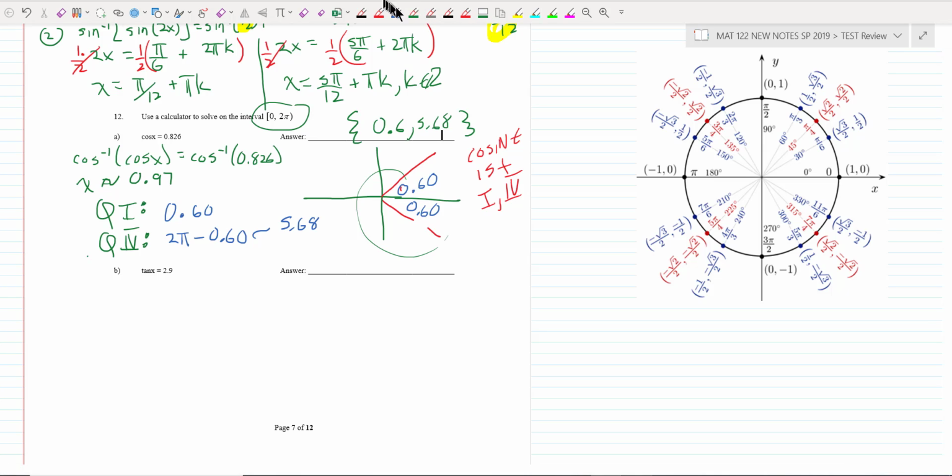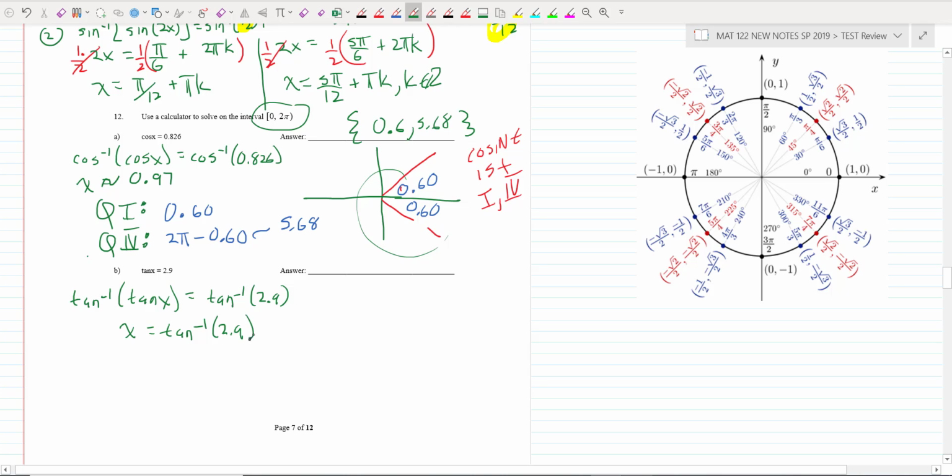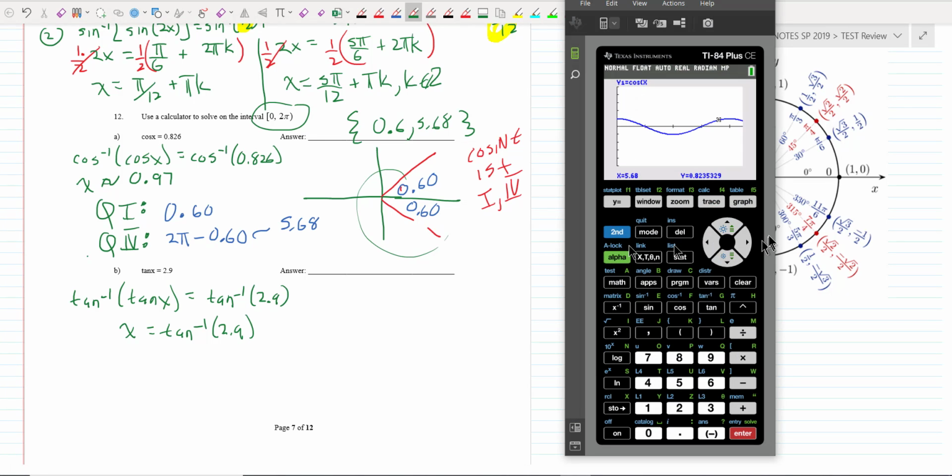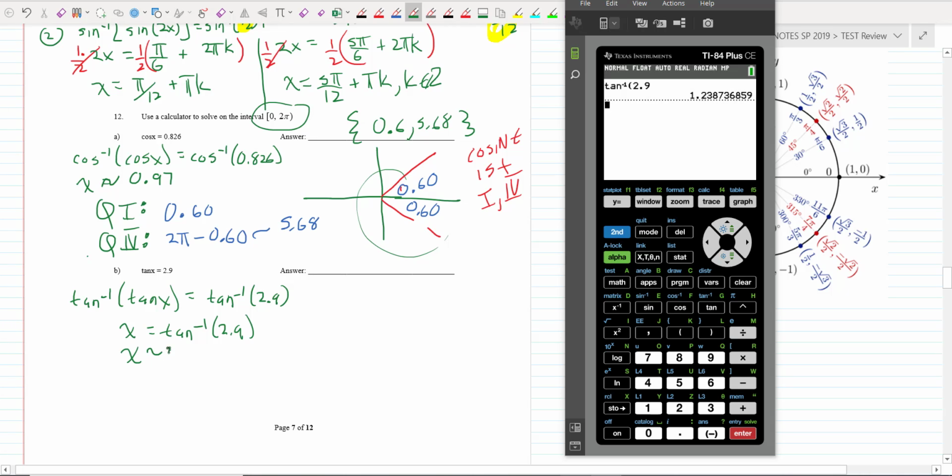Okay, so I'll go ahead and do this last problem. I'll do this the same way with the calculator. So I'll do the inverse tangent of both sides of the equation. You don't really have to show this step; you can just immediately do the inverse tangent of 2.9. So you would get x equals inverse tangent of 2.9, which is a positive number. In radian mode, I go inverse tangent of 2.9 and record this reference angle. So x is about, let's round that to 1.24.